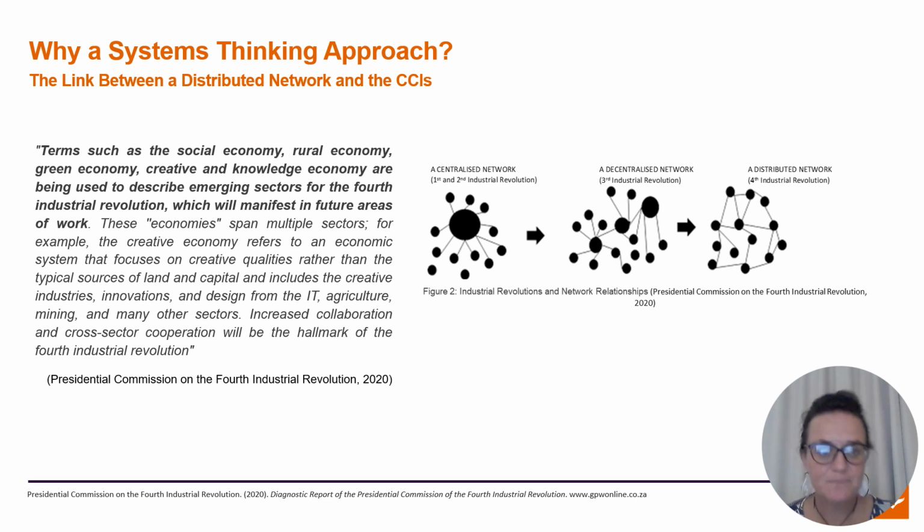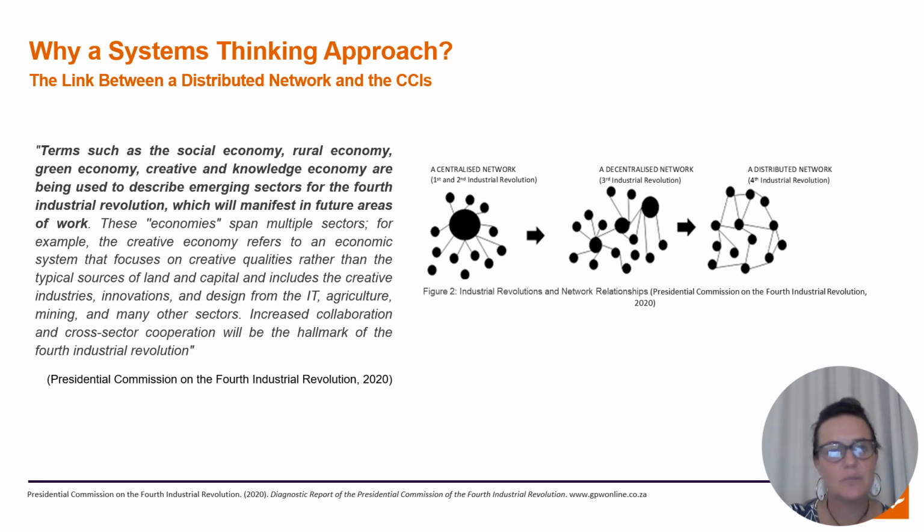Alongside that, a systems thinking approach complements the nature of work within the cultural and creative industries, which is essentially a distributed network. It's a way of work that we're starting to see more and more in the fourth industrial revolution, and it works differently to a centralized network.